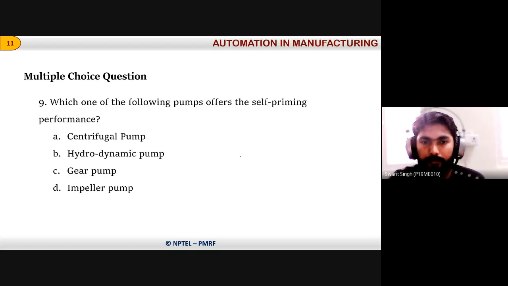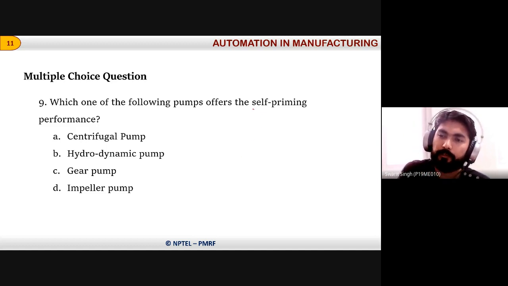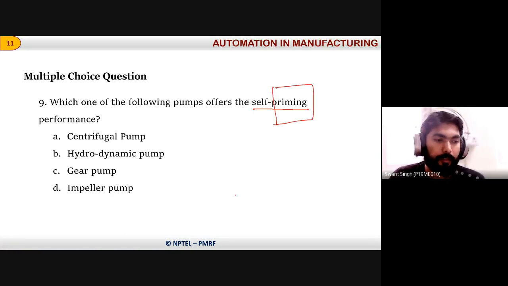So the next question is, which of the following pumps offers self-priming performance? Before answering this question, I just wanted to know what priming is first. What is this priming phenomenon? Can anybody explain this priming phenomenon for me, or have you seen or done this? Have anyone seen or done this priming operation for any pump or something like that? Hydraulic removing air. Okay, yes.